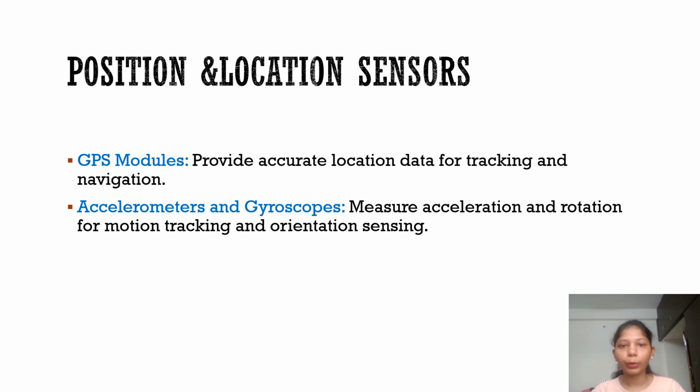Then position and location sensors. In this we have two types: GPS modules, and accelerometers and gyroscopes. GPS modules provide accurate location data for tracking and navigation, like bus tracking, car tracking, and other location purposes. Accelerometers and gyroscopes measure acceleration and rotation for motion tracking and orientation sensing.